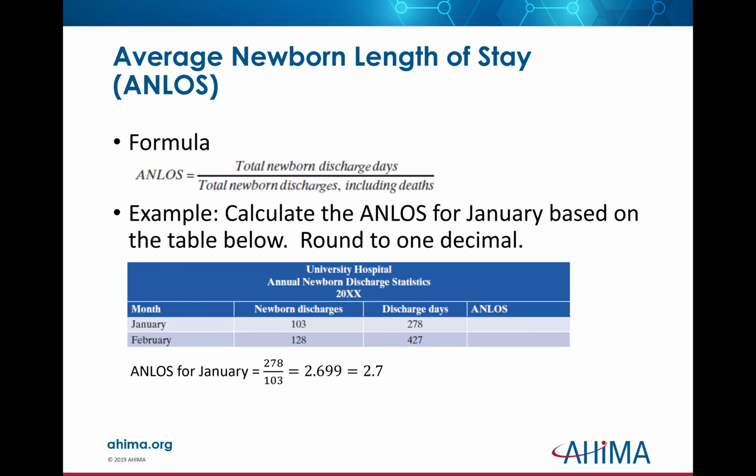And again, how do we do this? We do it the same way, but instead of taking adults and children, we take total newborn discharge days and then total number of newborn discharges. So in this case, for the month of January, we have 278 discharge days, and we have 103 discharges. So we get a figure of essentially 2.7.